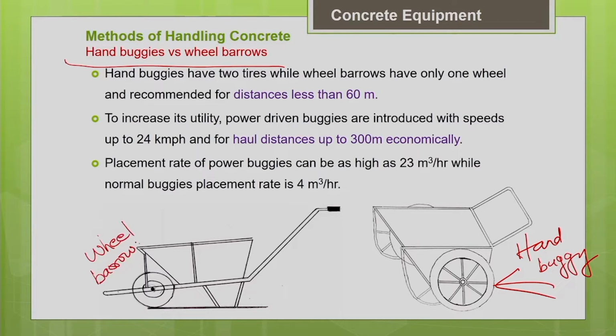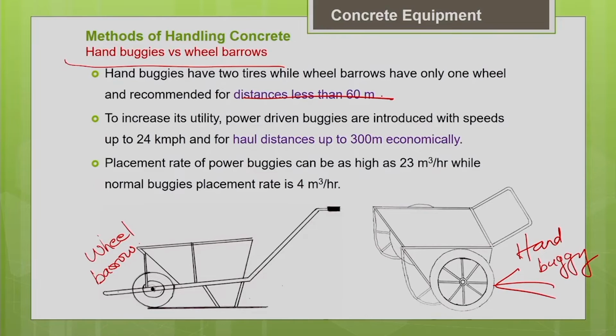Obviously, the stability of the hand buggy is more when compared to the wheelbarrow. So, when compared to a wheelbarrow, this buggy will have a better placement rate. But all these are economical only for a shorter haul distance. The economical haul distance with these wheelbarrows and hand buggies is less than 60 meters.